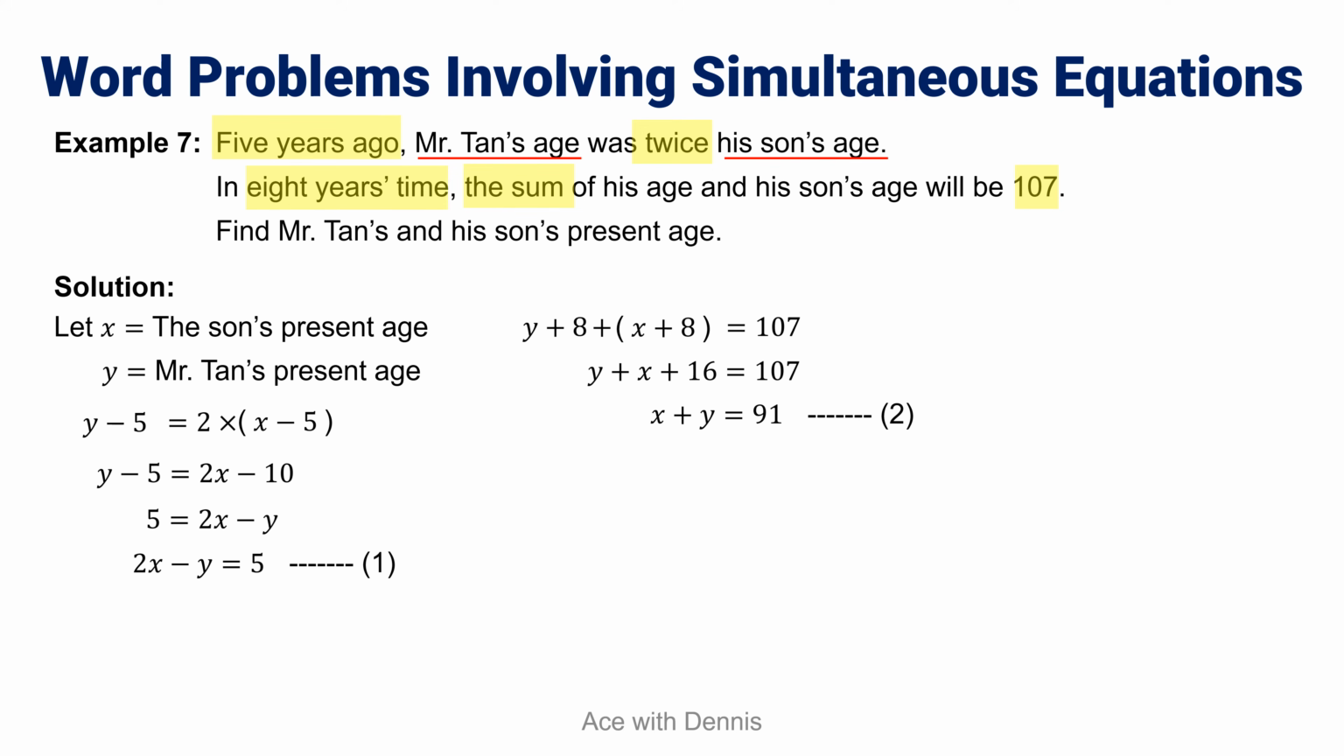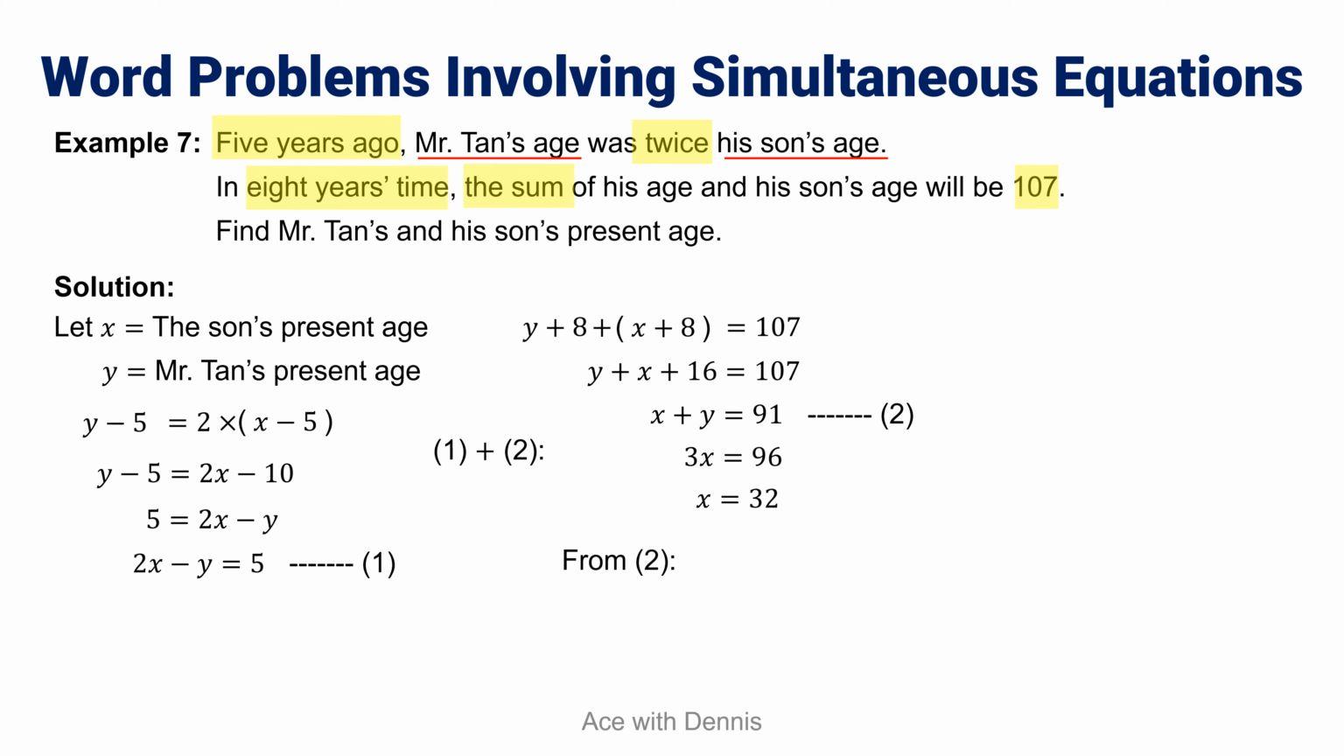And now we can solve the simultaneous equations. Alright, so what I will do is add equation 1 and equation 2 because I want to eliminate the y first. The coefficients for the y in these two equations are the same. The only difference is the sign is different. One is positive, one is negative. That's why I add these two equations together. So I will have 3x equals 96. Hence, x will be 32.